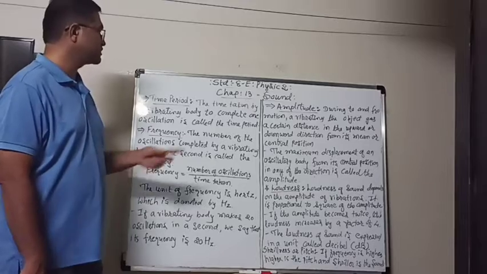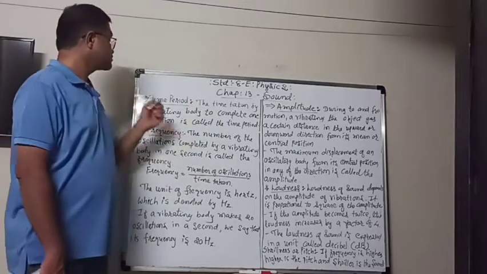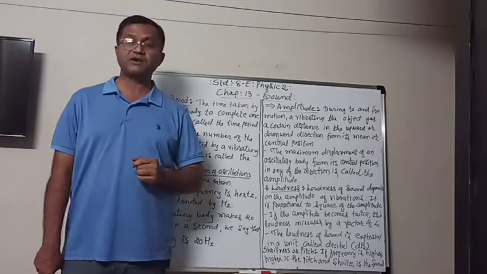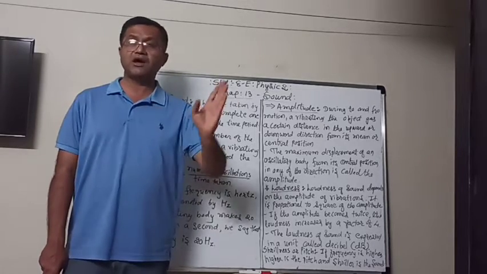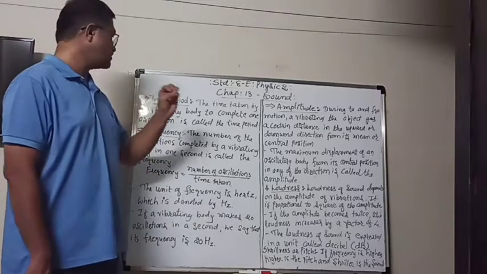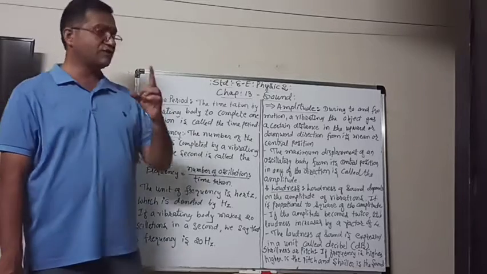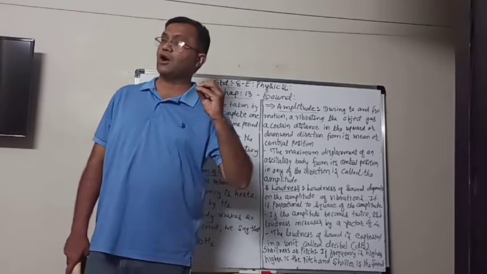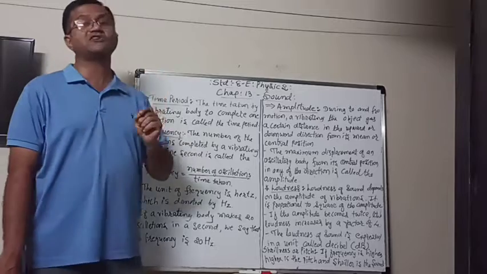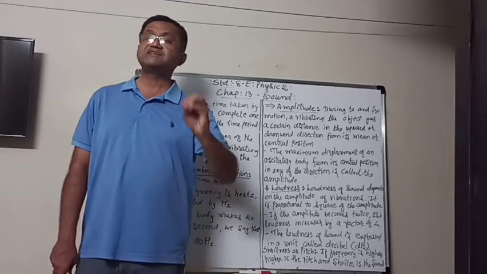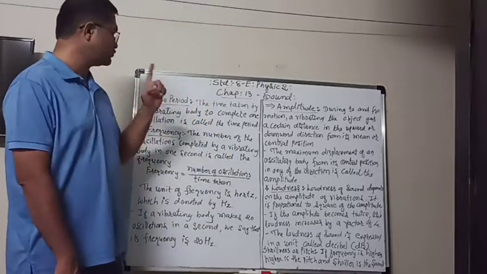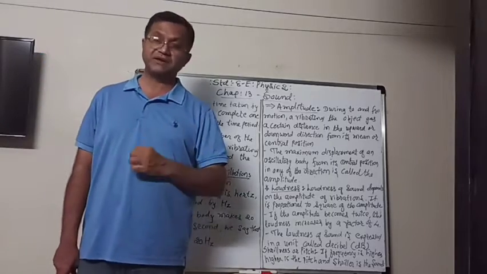What is time period? The time taken by a vibrating body to complete one oscillation is called the time period. You know that oscillation means the to and fro motion of the vibrating object, known as oscillatory motion or vibration. So when an object is vibrating, the time taken to complete one oscillation is known as the time period of that object.